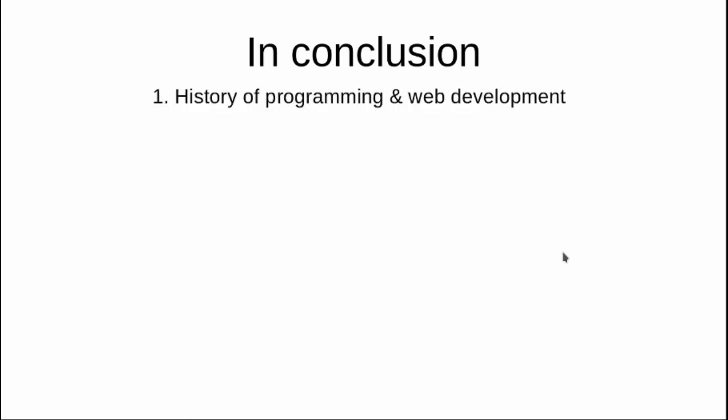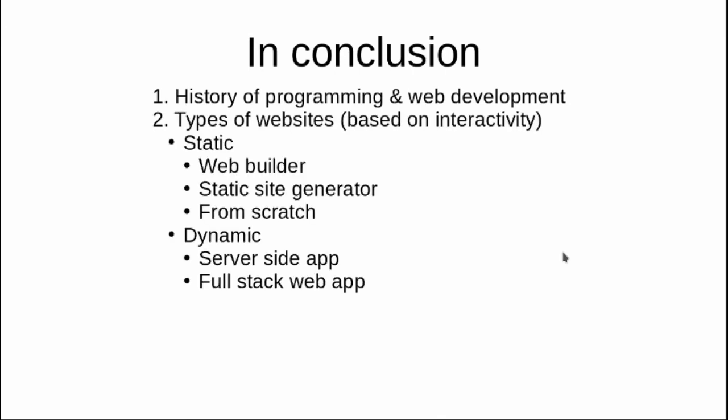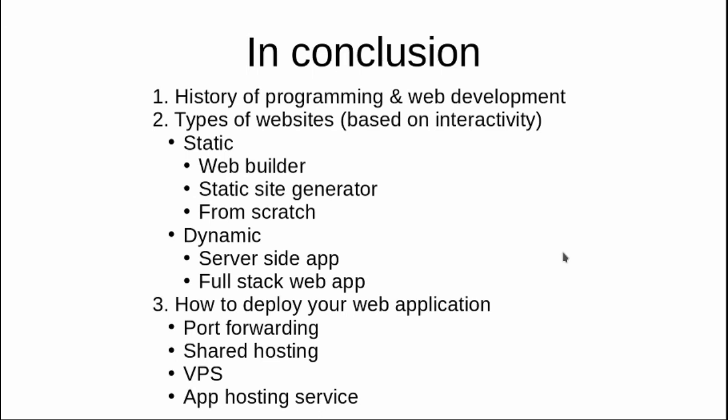So in conclusion, we have learned about lots of things today. The first one is about the history of programming and web development. Then we also learned about types of website based on interactivity. There's static website in which you can create with a web builder using static site generator or from scratch. And then there's dynamic web application in which you can create by using server-side application and then full-stack web application. We also covered about deploying your web application, which you can use port forwarding, shared hosting, VPS, and app hosting service.